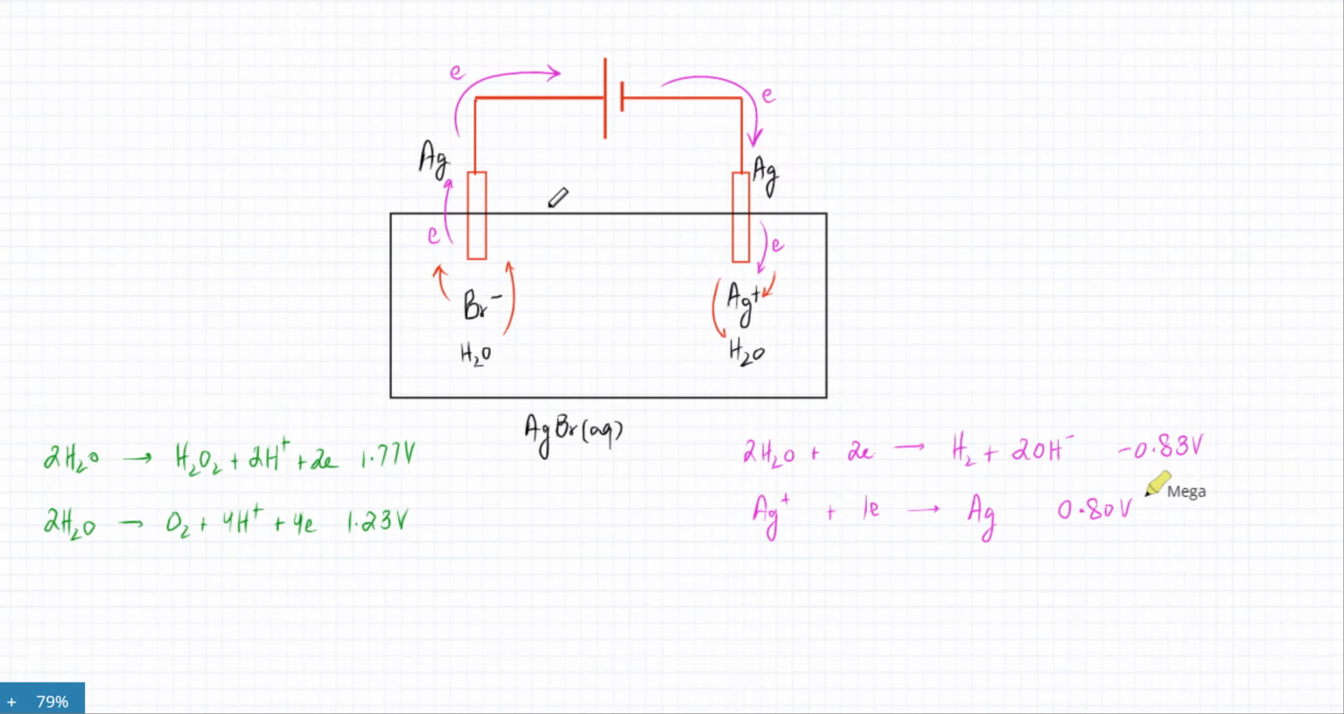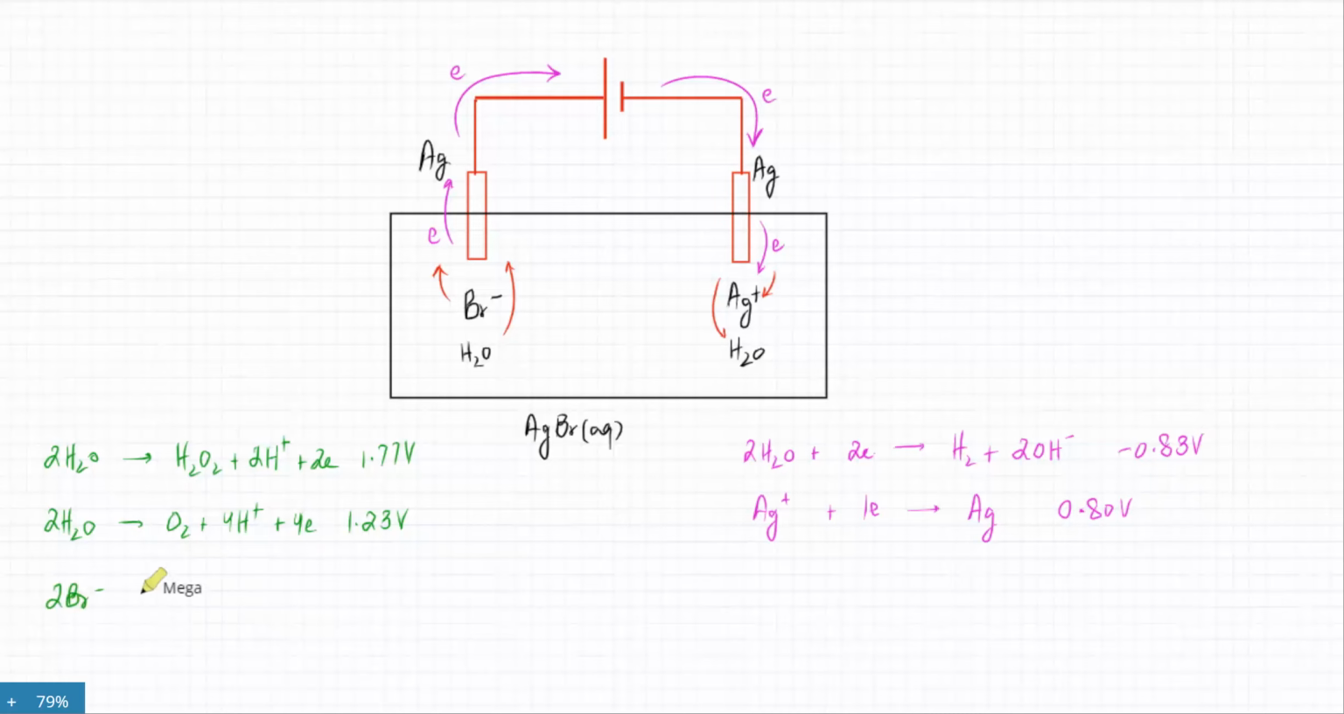Now over here, we have 3 options. Who's going to lose electrons to the battery? You've got a silver atom that could lose electrons, because the metal electrode is made out of silver. You've got Br-1 in the solution. You've got water as well. So the Br-1 equation, what's our Br-1 equation? It's given in the data booklet.